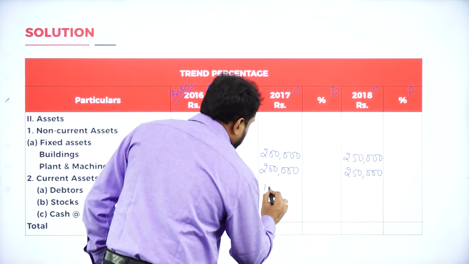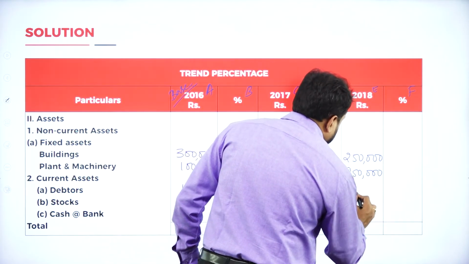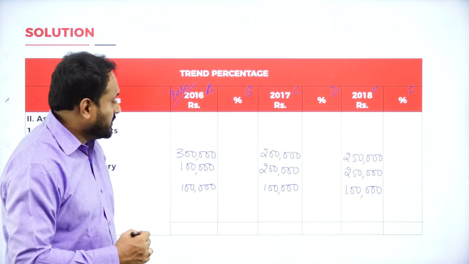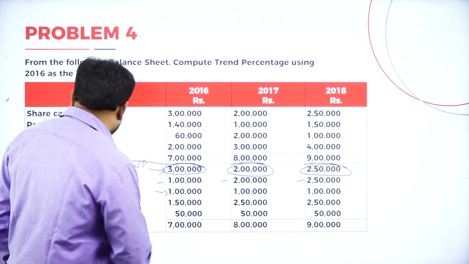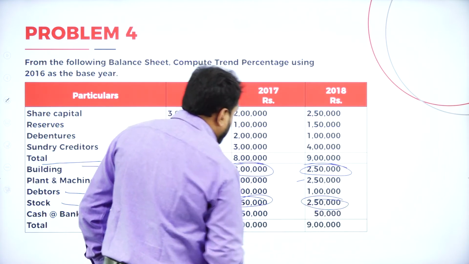1 lakh, 1 lakh, 1 lakh. Next we have stocks. Now for stocks, how much is it? Stock is 1 lakh 50, 2 lakh 50, 2 lakh 50.